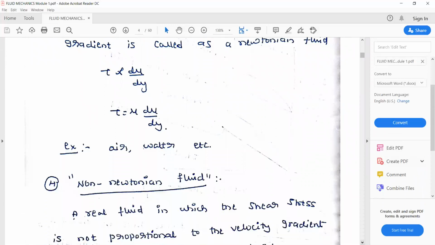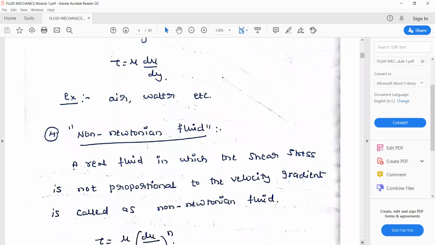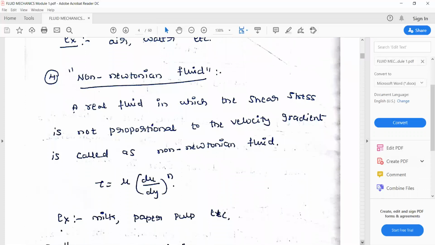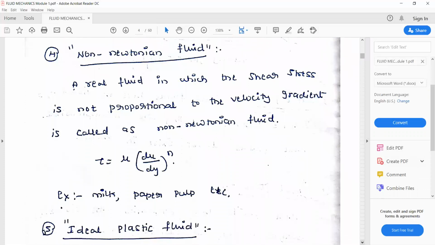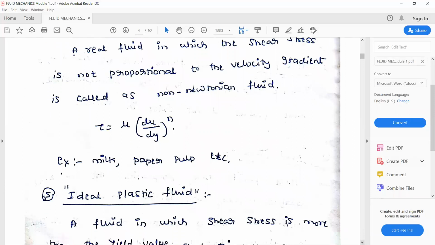Non-Newtonian fluid, I already explained with the help of the graph. Simply, I'm telling you the definitions. A real fluid in which shear stress is not proportional to the velocity gradient is called non-Newtonian fluid. Tau is equal to mu into du by dy, that is for Newtonian fluid. Here, du by dy to the power of n, that is for non-Newtonian fluids. Examples we mentioned here: milk, paper pulp, etc.